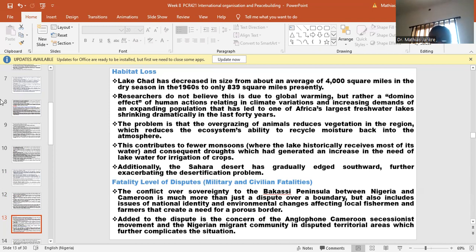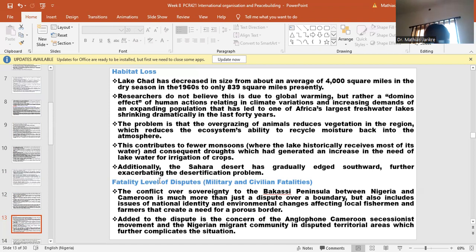The problem is that the overgrazing of animals reduces vegetation in the region, which reduces the ecosystem's ability to recycle moisture back into the atmosphere. This contributes to fewer monsoons, where the lake historically receives most of its water, and consequently droughts, which generate an increase in the need for lake water for irrigation of crops. Additionally, the Sahara Desert has gradually edged southward, further exacerbating the desertification problem.